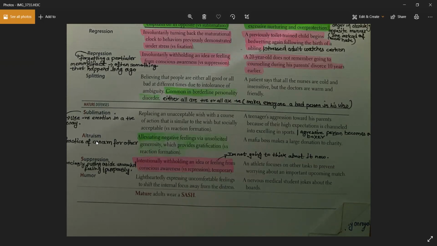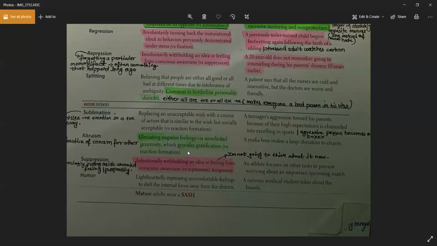Then you have altruism, in which a negative person suddenly starts showing sympathy or making large donations or charities. For example, a mafia boss makes a large donation to a charity. In that case, the patient is alleviating a negative feeling via generosity or providing gratification. For example, a patient who has cancer and is going to die, in order to avoid that feeling, suddenly starts giving to charity. You call it altruism. It is a practice of concern for others, like charity, donations, generosity, gratification.